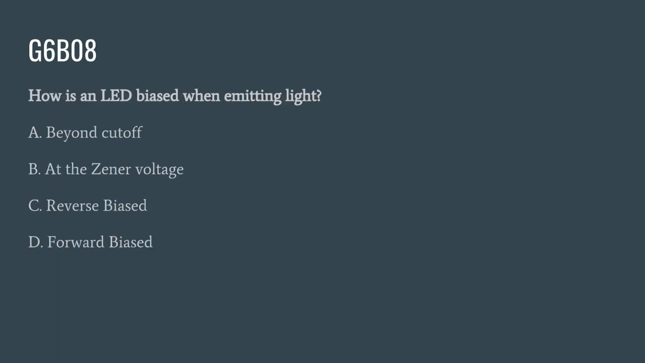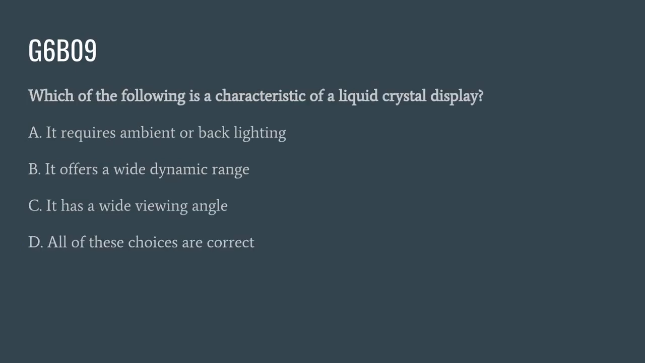G6B08, how is an LED biased when emitting light? A, beyond cutoff, B, at the Zener voltage, C, reverse biased, or D, forward biased? Correct answer is D, forward biased.